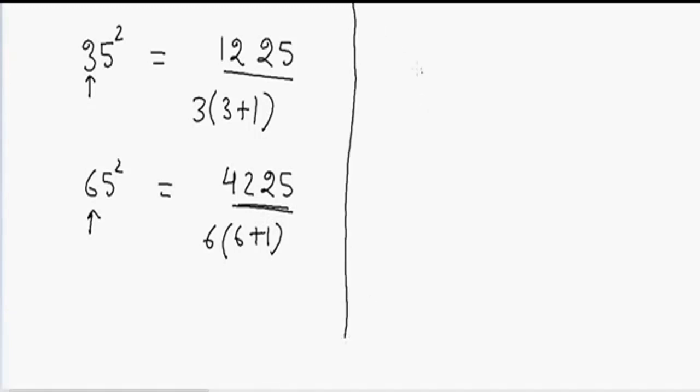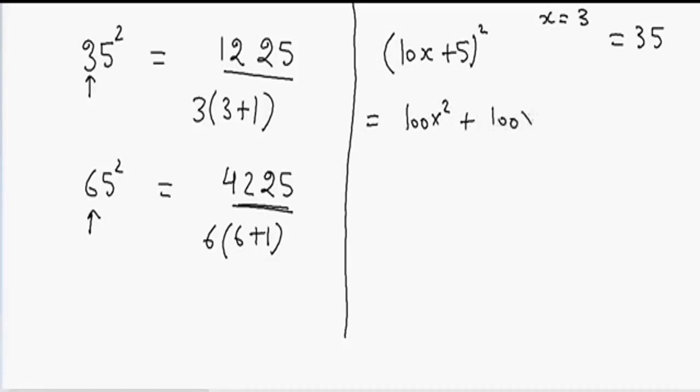Suppose we have any number which ends with 5. That number can be written as 10x plus 5. If x is equal to 3, then this number will be equal to 35, right? Now if we take the square of 10x plus 5, that will be equal to 100x squared plus 100x plus 25. If we solve this, that will be equal to 100 into x times x plus 1, plus 25.